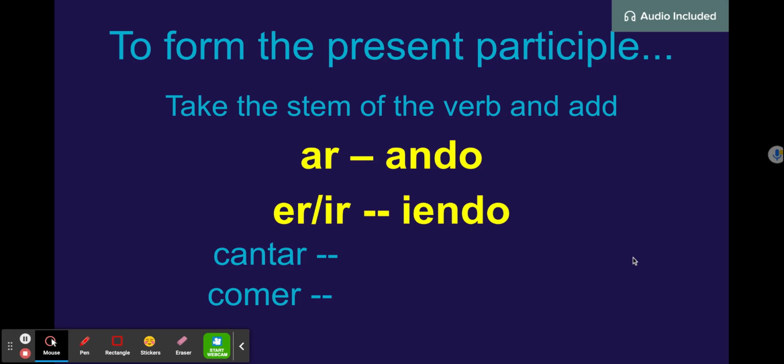To form the present participle of a verb, you're going to first find the stem, which means take off the AR, the ER, or the IR of the infinitive. And then you're going to add ando if you took off AR. You're going to use iendo if you took off ER or IR. So cantar would become cantando, and comer would become comiendo.